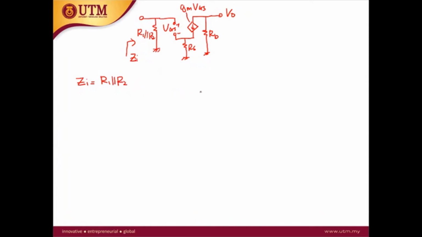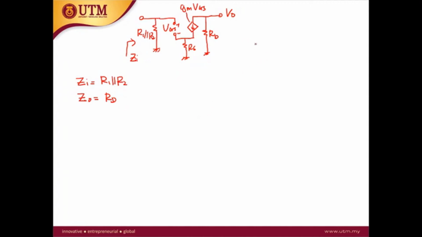How about the output? For the output, it is equal to RD. This is because for the output impedance calculation, you consider the input is short circuit. When the input is short circuit, what happened to the VGS here? VGS will also become 0, and then gm VGS will become 0 ampere. It's open circuit. You will only see the RD.